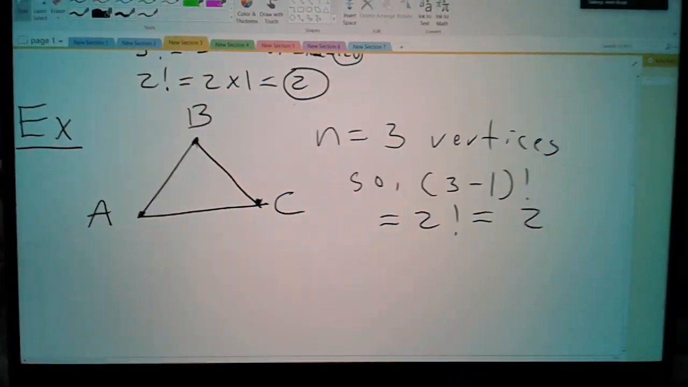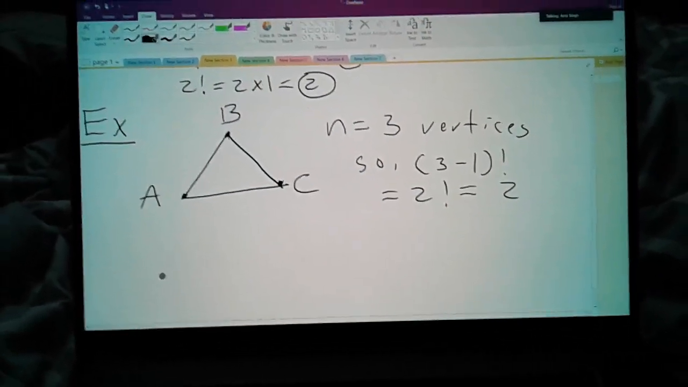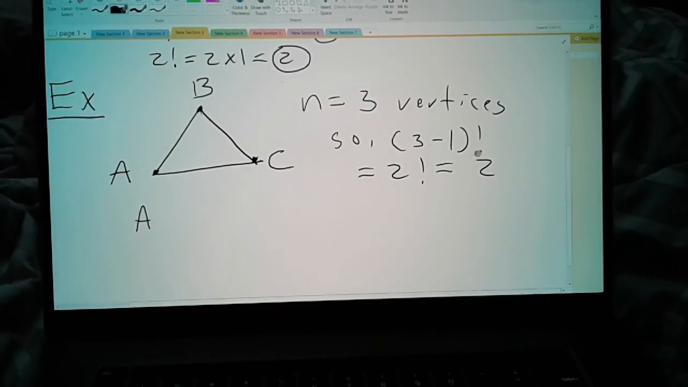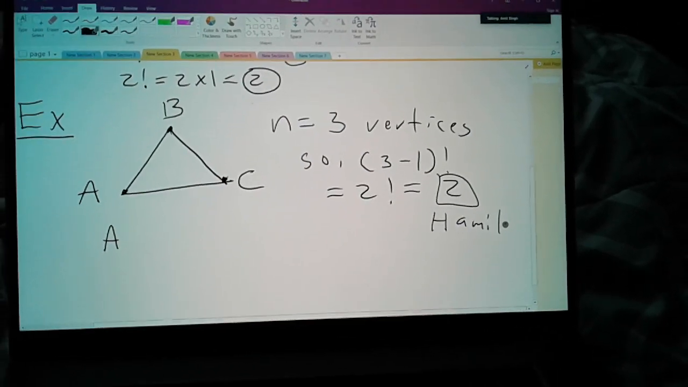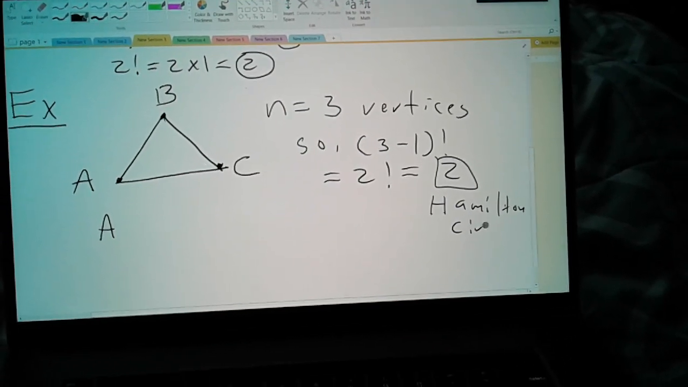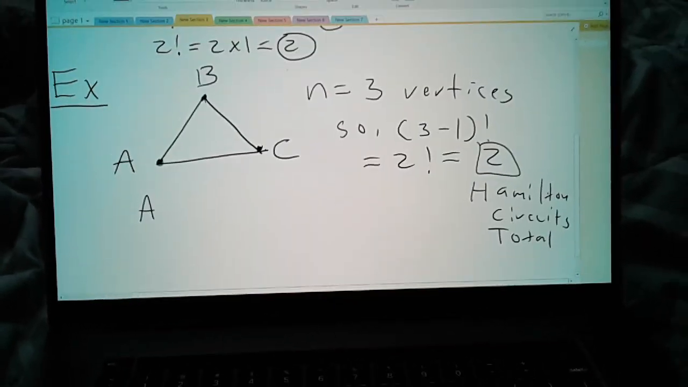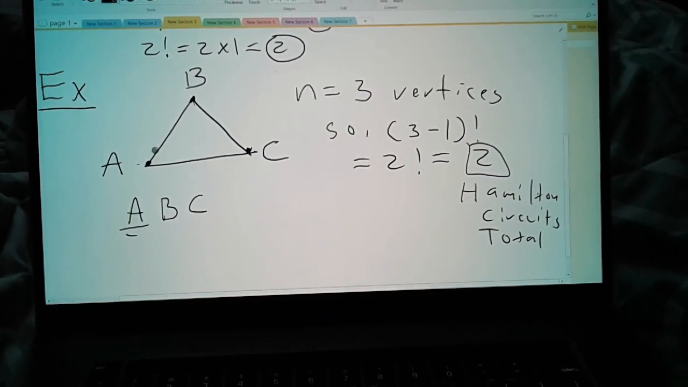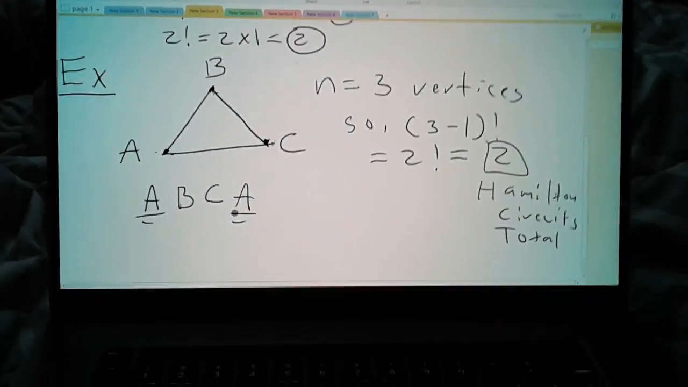So there's going to be 2 distinct circuits I can get from this. So let's see what the distinct circuits are going to be. So let's say I start with vertex A. So there's going to be 2 circuits total, right? 2 Hamilton circuits, according to the formula. So what are my options? If I start with A, I go A, B, C, right? A, B, C, A. That's 1.